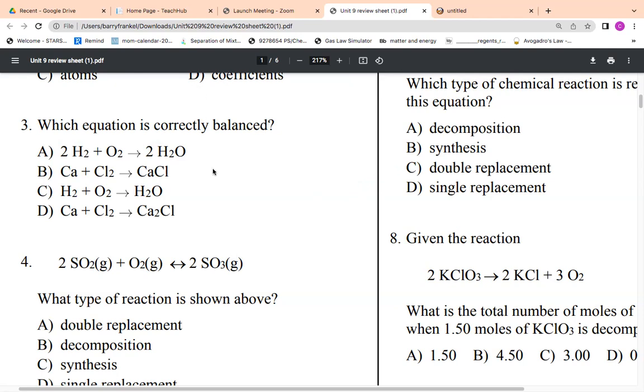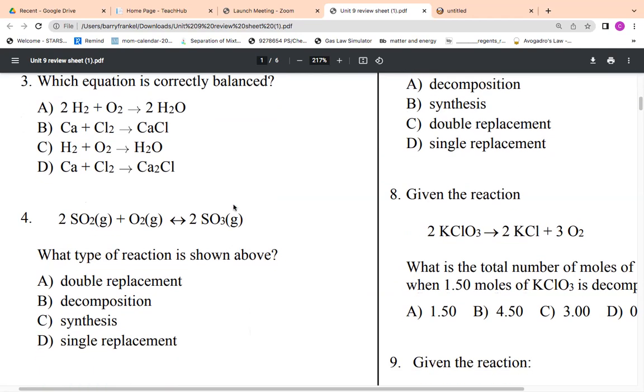All right. Number 4, what type of reaction is shown above? So I can see that I have this and this. There's a plus sign, meaning that they are 2 separate substances. So I have 2 separate substances on the reactant side, and they come together to form 1 compound on the product side. So this would be considered a synthesis reaction. We are combining 2 things to make 1 larger product.